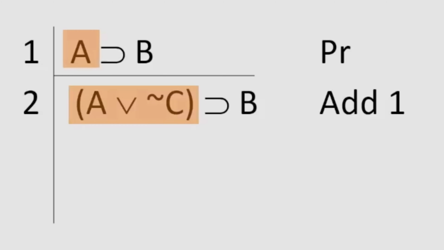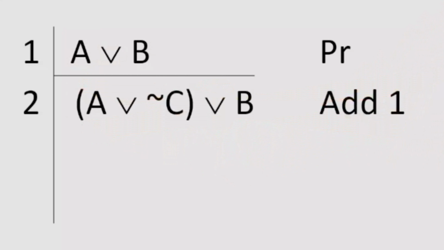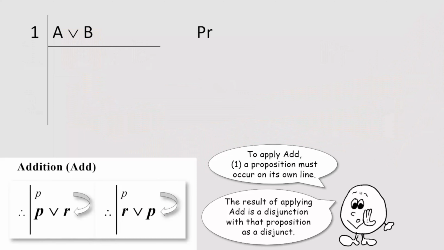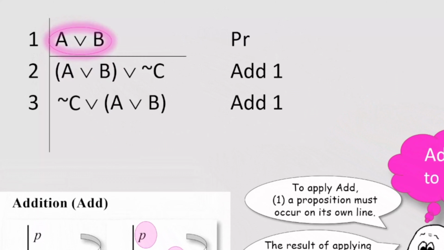This is an attempt to apply addition to the antecedent of a conditional. What you have to have as a result of applying addition is a disjunction with the original proposition as a disjunct. In this case, what we have is a conditional. But even if the result here was a disjunction, still this is a misapplication because addition was applied just to the first disjunct. In order to apply addition correctly, the whole proposition in line 1, A or B, would have to be a disjunct. So it would have to be embraced in parentheses and something would have to be added to it.